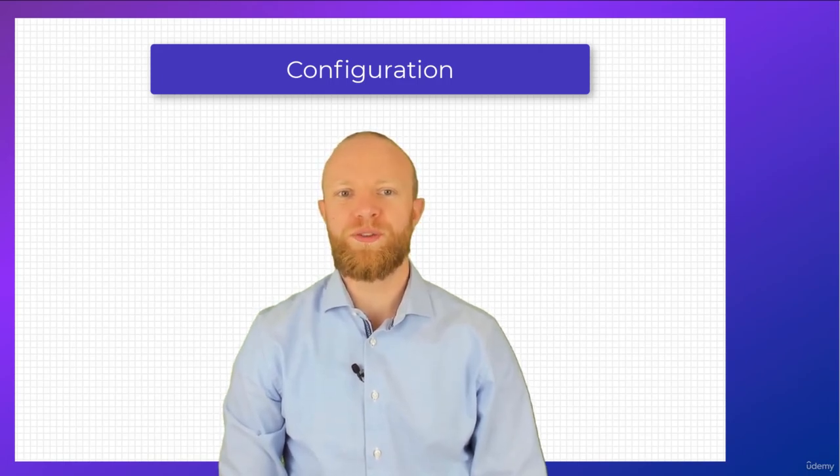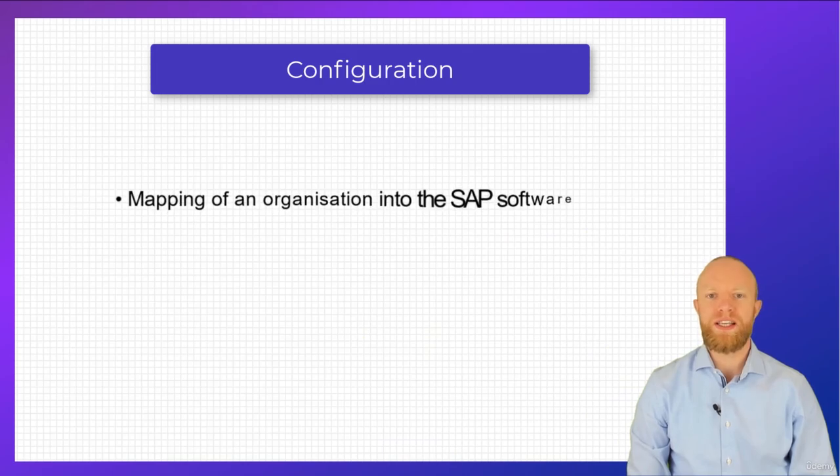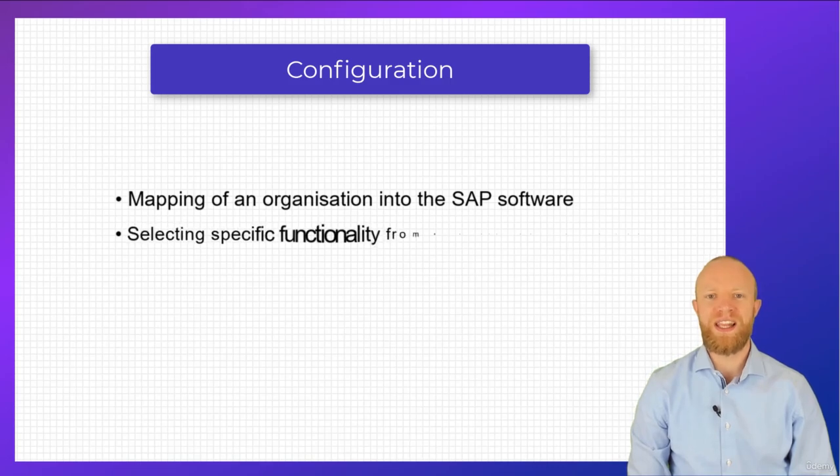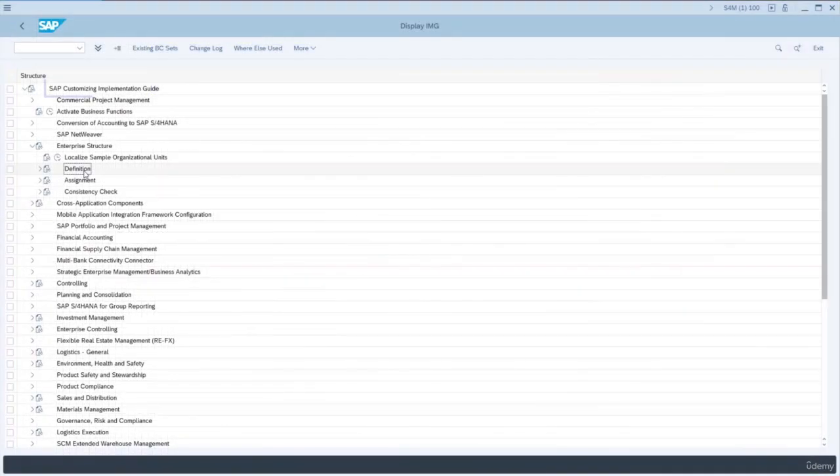Nevertheless, what is configuration? Configuration is the mapping of an organization into the SAP software. And configuration is also the process of tailoring the SAP software by selecting specific functionalities from a huge variety of possible functionalities. Both of these tasks are done via configuration. Configuration is done without any coding. Configuring the system is done in the implementation guide in SAP.